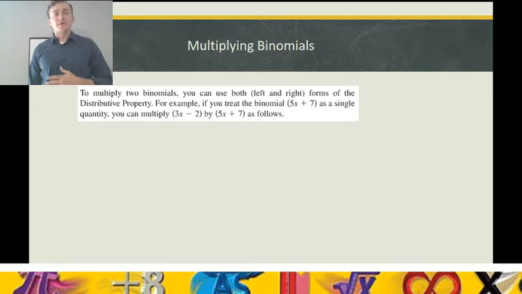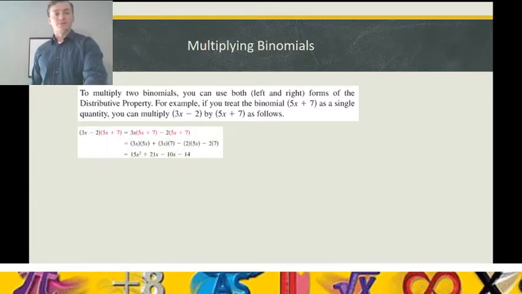And luckily for us, multiplication is commutative. It doesn't matter. It's going to give us the same outcome. So for example, if we have a binomial product here, and we treat one of the binomials as just a single number, then we can kind of consider taking a binomial and distributing it to each term within another polynomial. Let's go ahead and take a look.